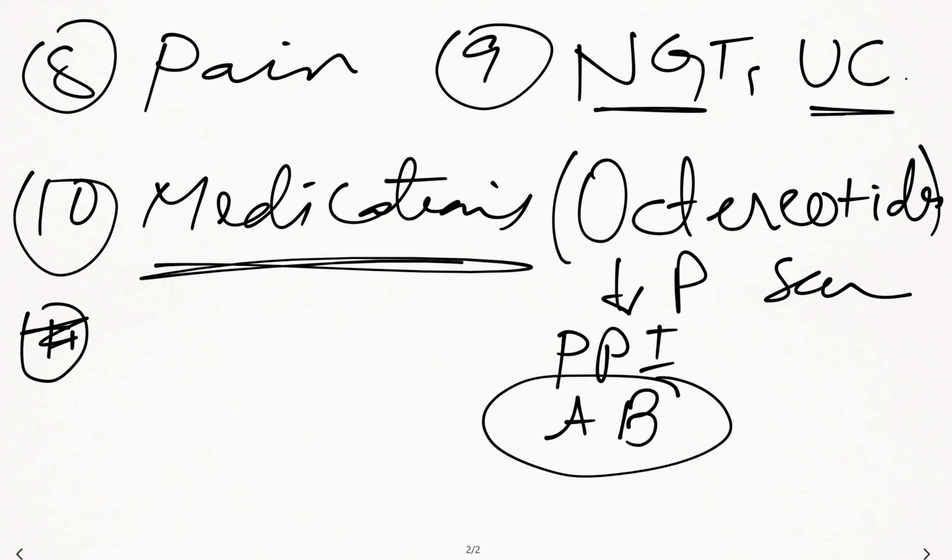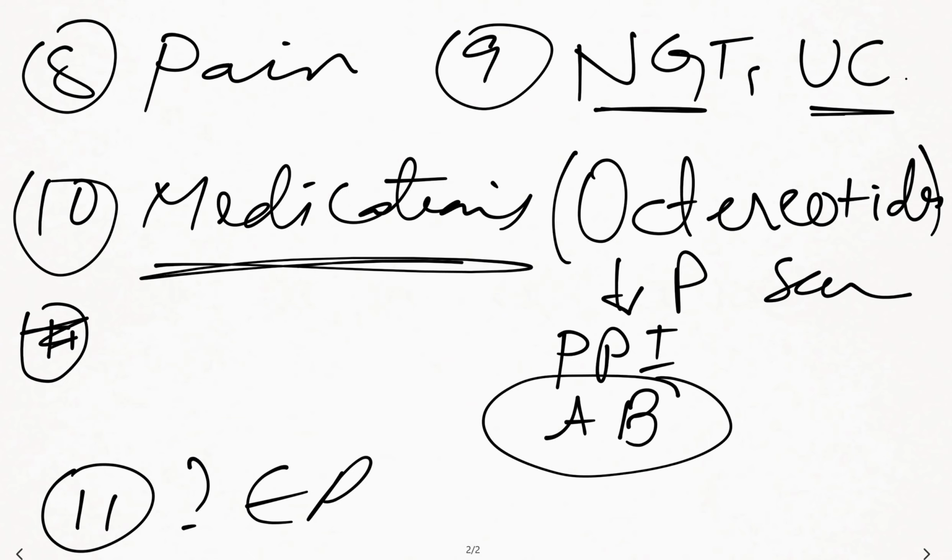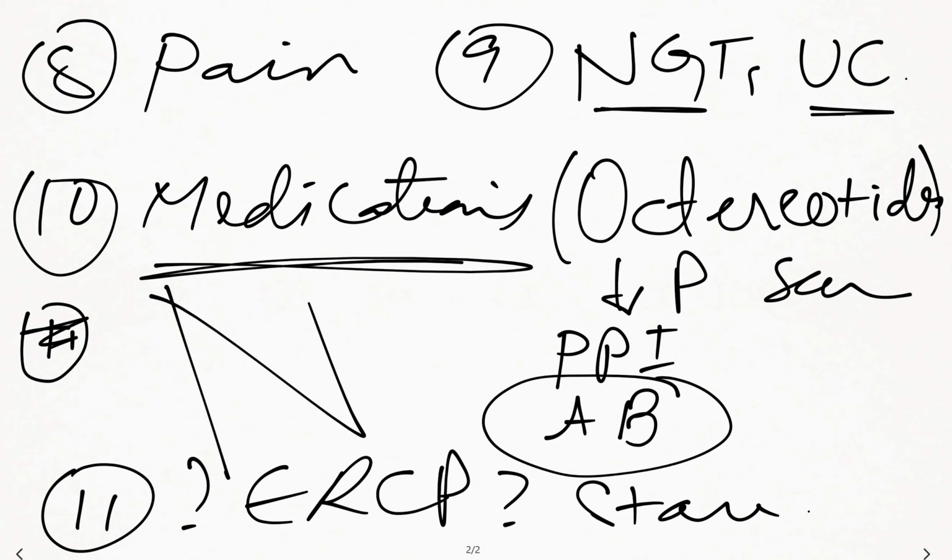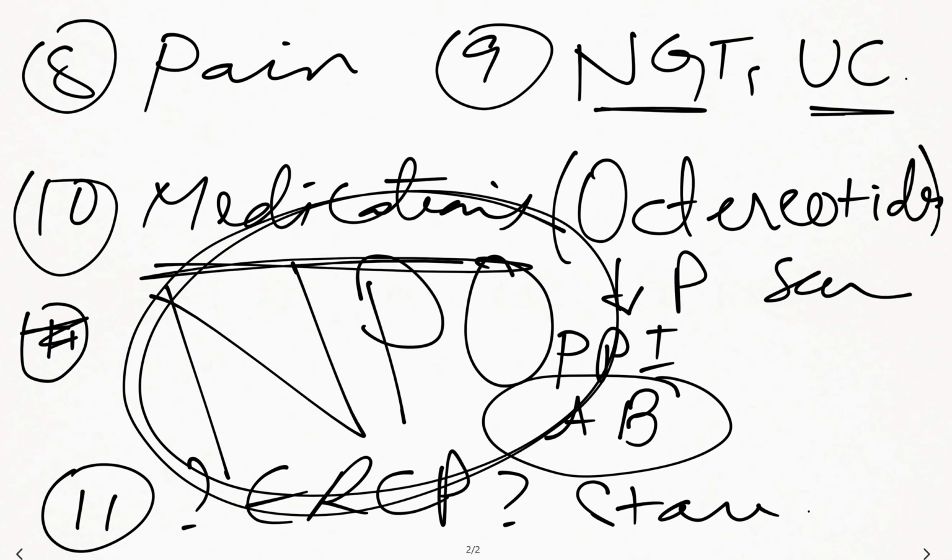Finally, you may or may not do ERCP if the suspected reason is a biliary stone. So these are the steps that you are going to take here. By all means, the patient will be NPO, he should be NPO. So this is the management plan for acute pancreatitis.